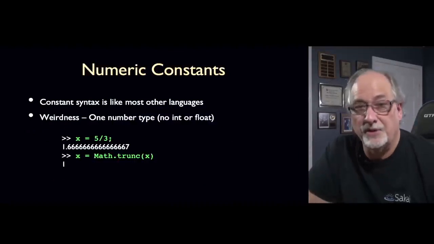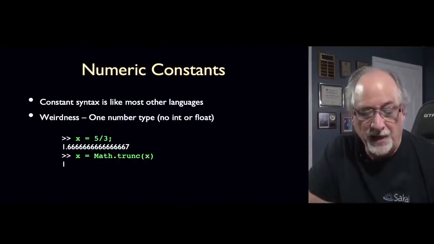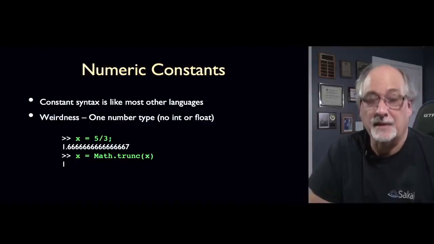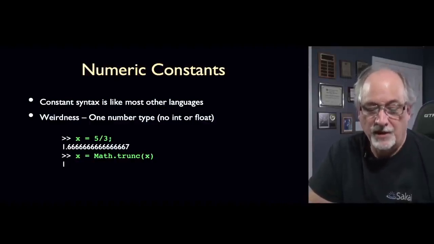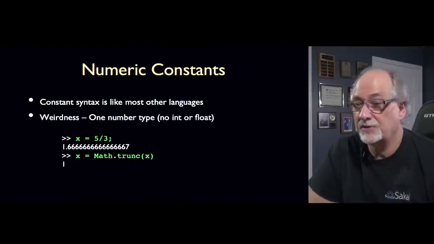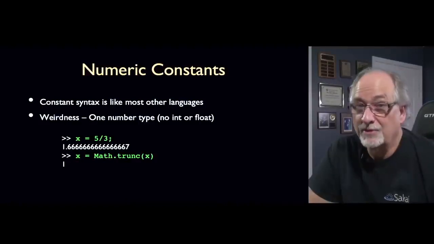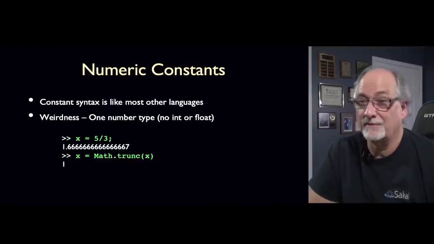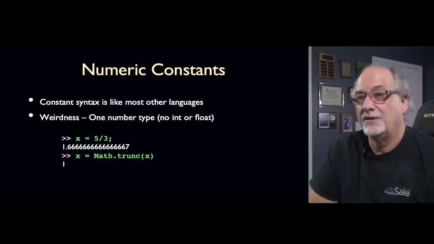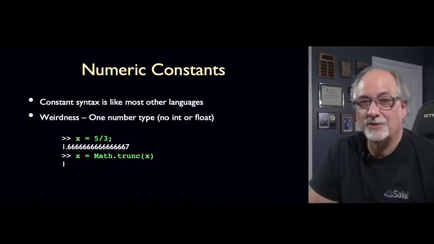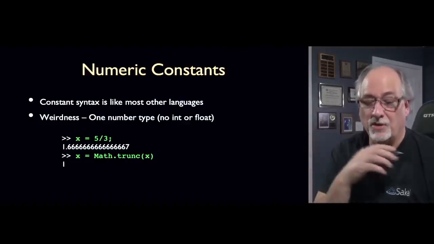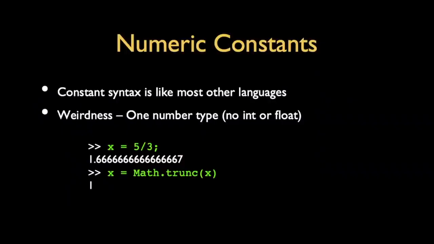Numeric constants are pretty much like every other language, but there is only one number type. In most languages, there's an integer and a floating point. Sometimes there's double and float. There's different kinds of long integers. In JavaScript, I think in a way they were smart, and they basically made one numeric type called number. And so, for example, if you take 5/3, that is a floating point number, 1.666 repeating forever.